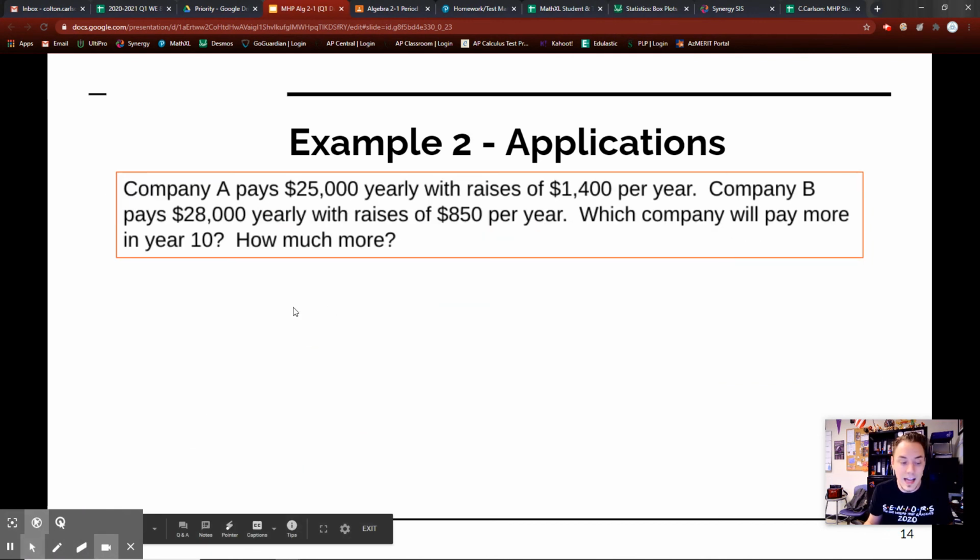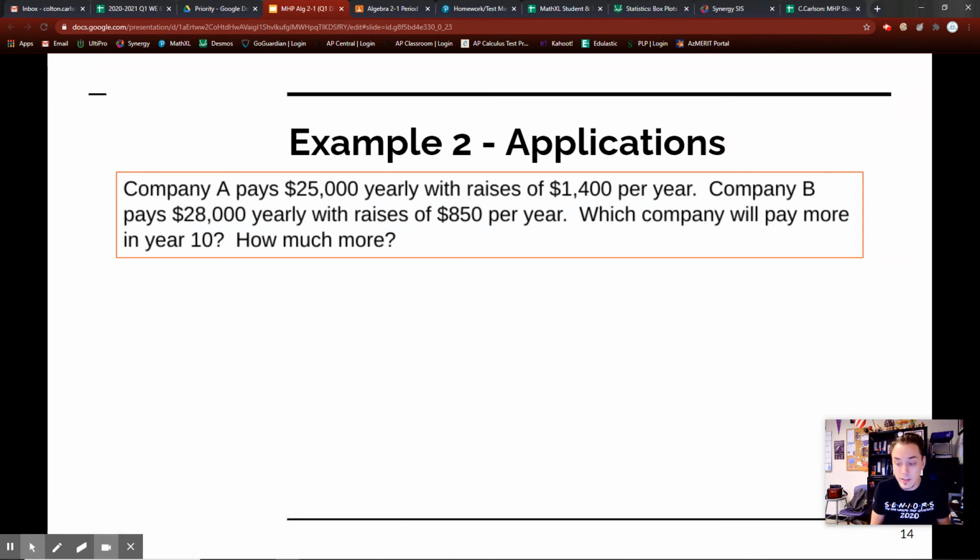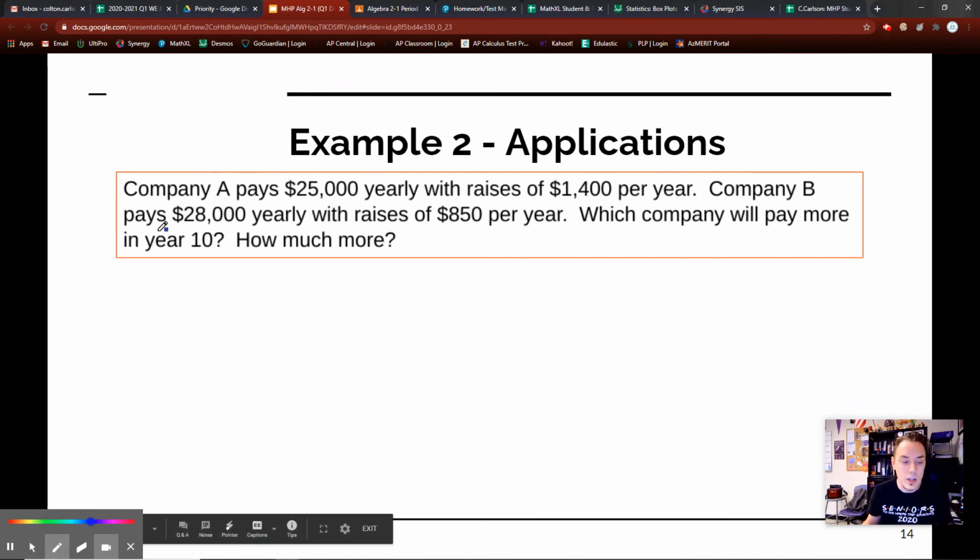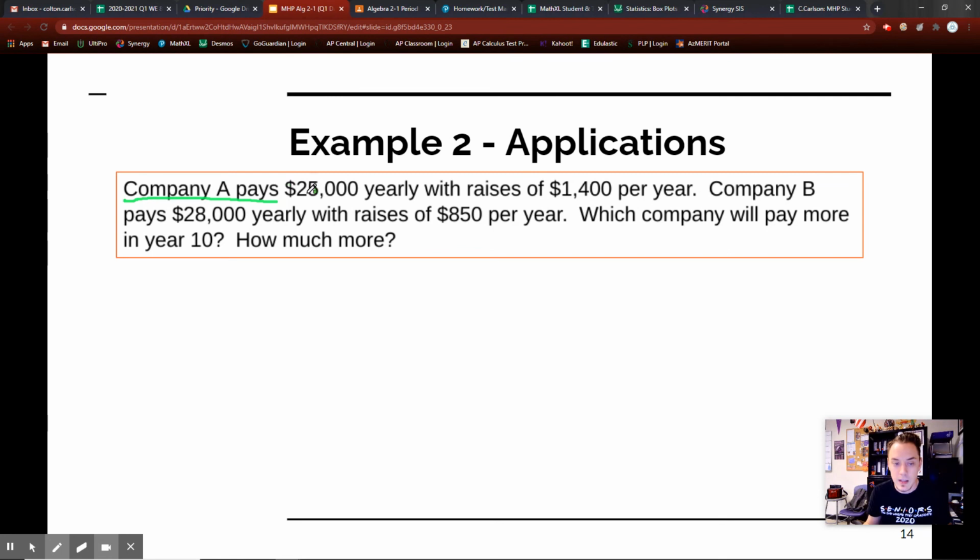This is my last application example. You'll probably see something like this on the homework quiz the next day, or definitely on the homework. So first off, you have two companies. You have company A. Company A pays a yearly salary of $25,000, which really is awful, with raises each year of $1,400. Let's call company A Starbucks.